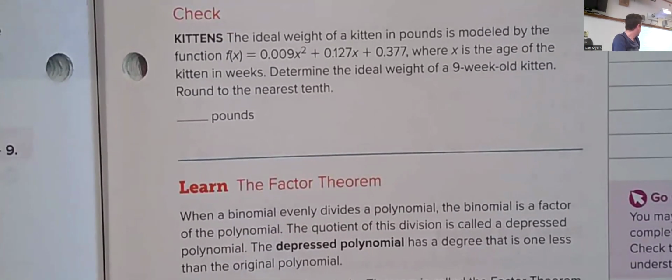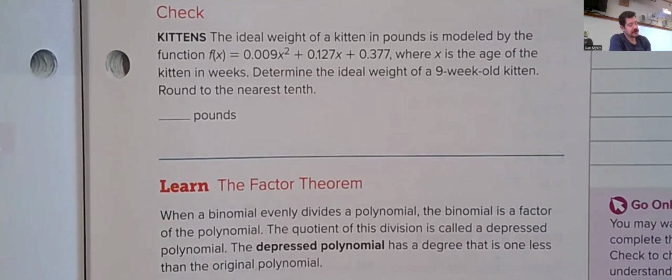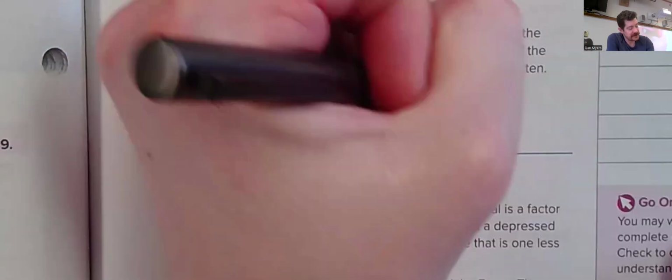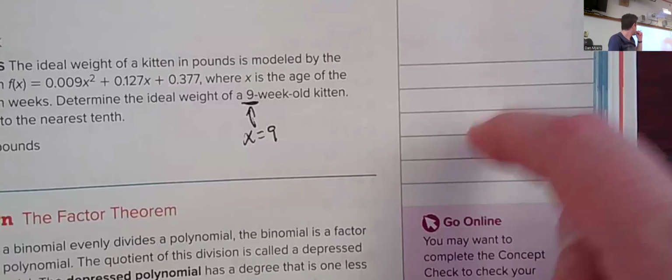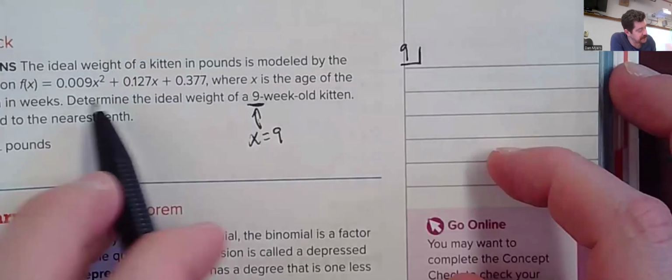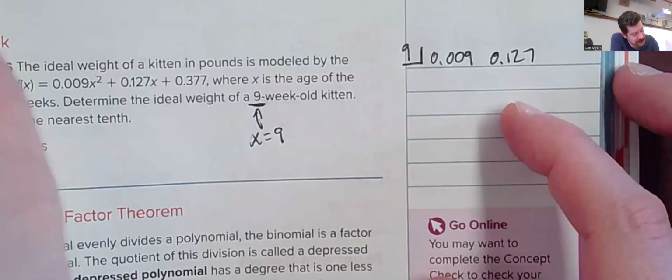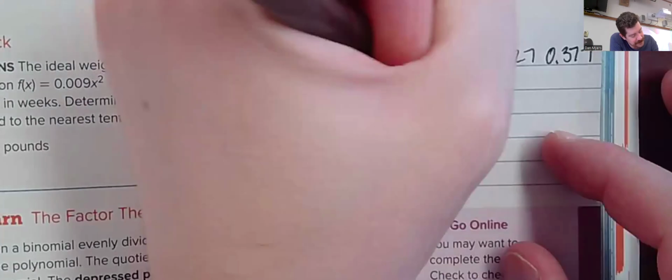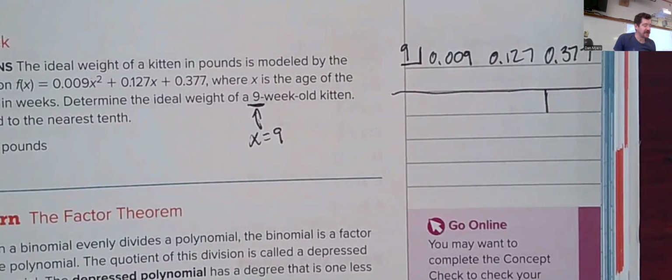All right. I want you to try this one. It says the ideal weight of a kitten in pounds is modeled by that function, where X is the age of the kitten in weeks. Determine the ideal weight of a 9-week-old kitten. So 9, that's going to be your X value that you're going to put in your upper left corner. So use the margin over here. You're going to put your 9, and then there are no missing coefficients. So we've got 0.009 followed by 0.127 followed by 0.377. Go ahead and go from there. Figure out the ideal weight. This is going to be in pounds. So however you write your answer, make sure you write it in pounds.